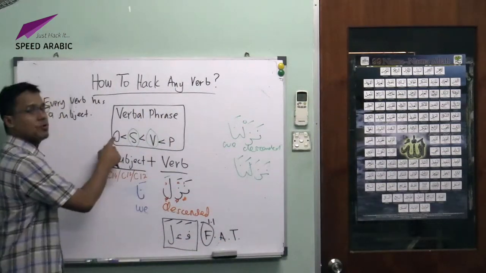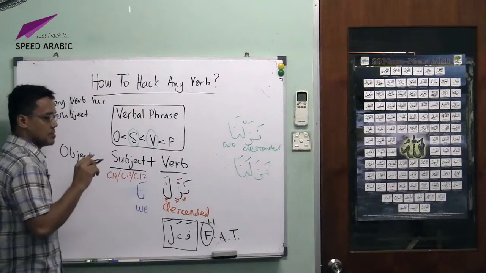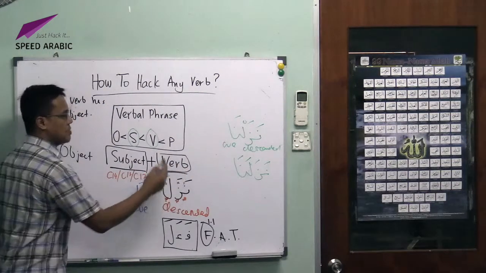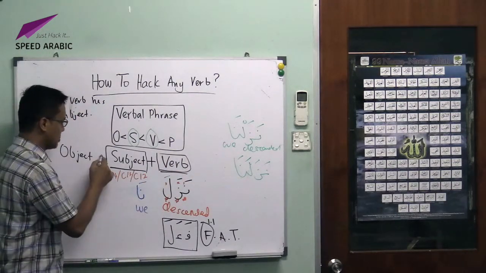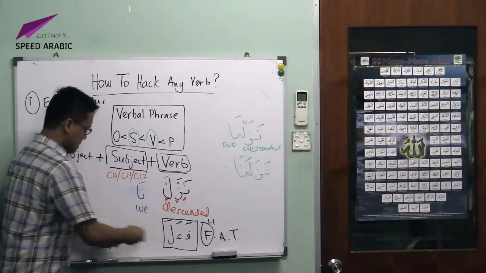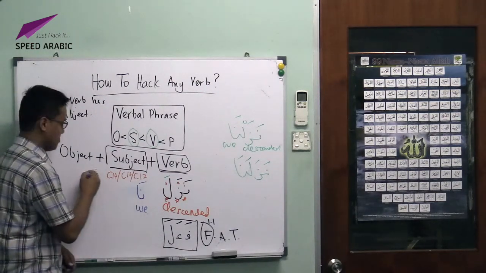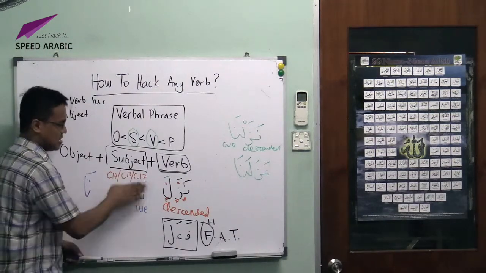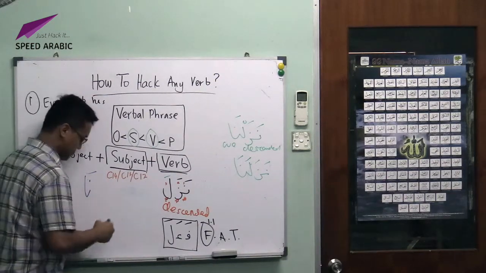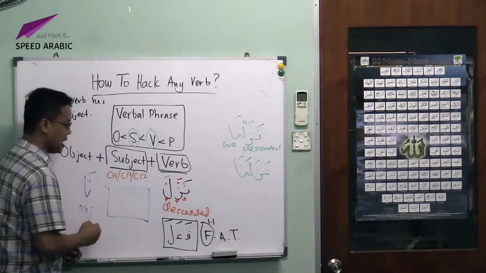Okay, see this O? O stands for object. A verbal phrase always has these two elements. But sometimes it has an object. So when na becomes an object, we would write it here instead of here. Right? So what it means is there is nothing in the subject column, because we only have object, pronoun, and the verb.